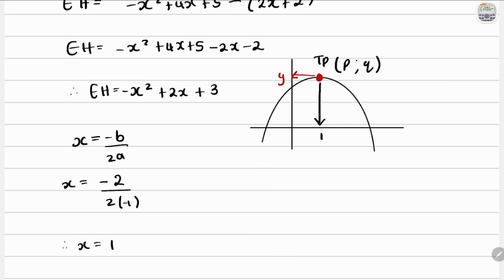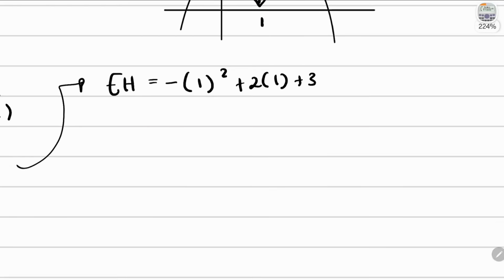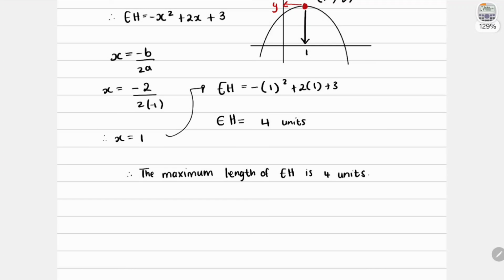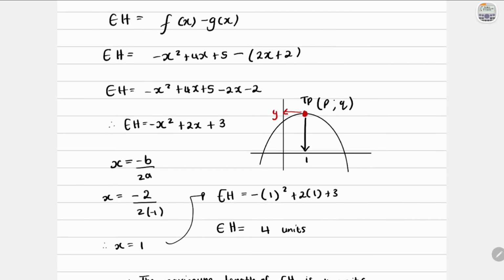So how will we find the y value at which it is at a maximum? That would be the maximum value we're looking for. You take the x value and substitute it into the equation of EH, and it will give you the y value, which is your maximum value. So EH is equal to negative, and in place of x we say 1, all squared, plus 2 times 1 plus 3. This one we can just calculate. That's 2 plus 3, which is 5, and then this becomes minus 1. 5 minus 1 is 4. So the maximum length is 4 units, and we can just conclude. The maximum length of EH is 4 units.